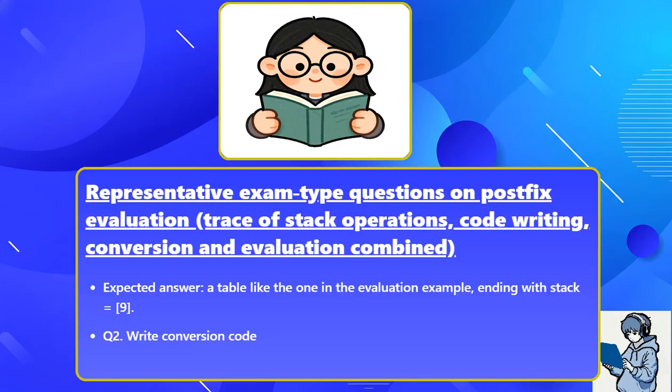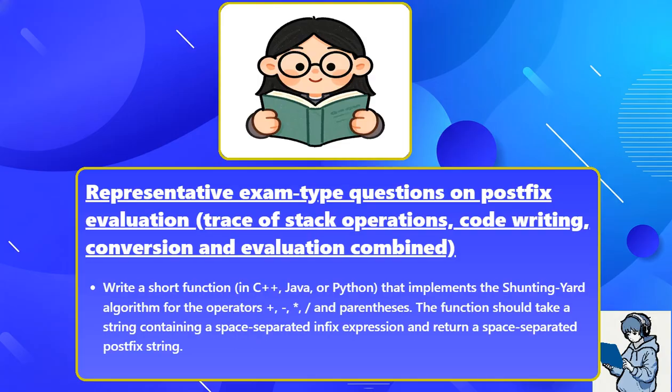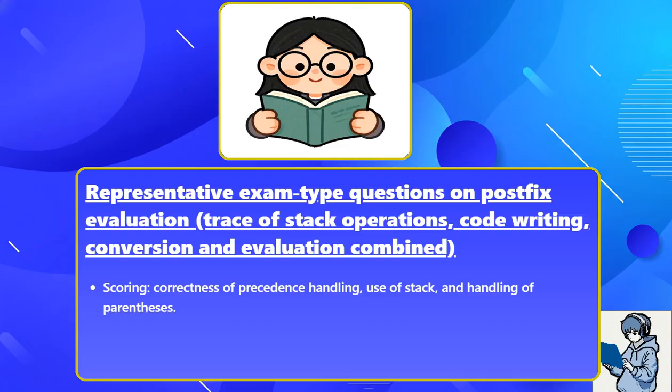Question 2. Write conversion code. Write a short function in C++, Java, or Python that implements the shunting yard algorithm for the operators plus, minus, times, divided by, and parentheses. The function should take a string containing a space-separated infix expression and return a space-separated postfix string. Scoring: correctness of precedence handling, use of stack, and handling of parentheses.